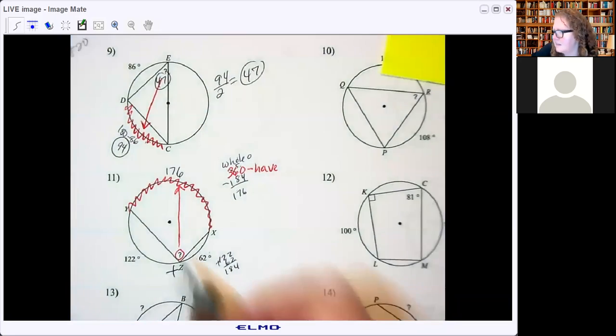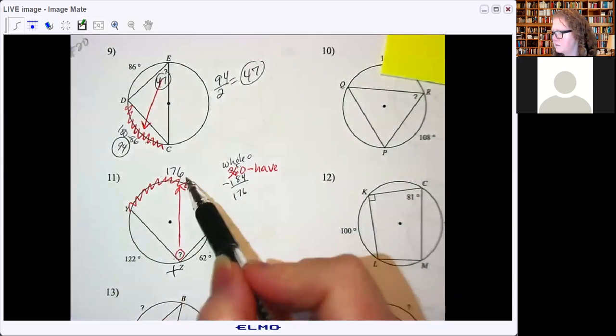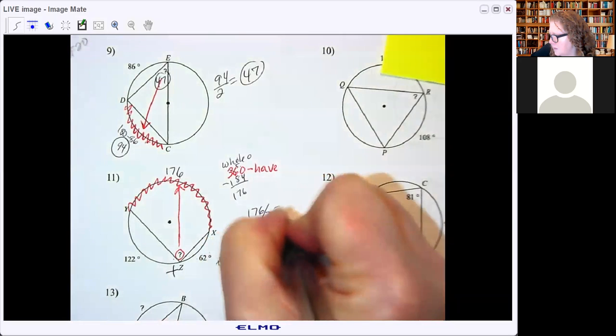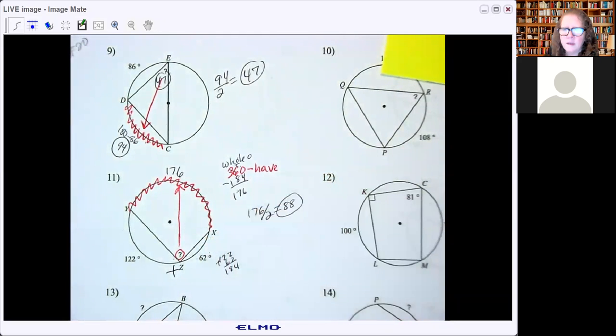And we can find this angle because we're going from bigger to smaller by dividing by 2. And some of you put that in the chat box already. Okay. Very good. Thank you.